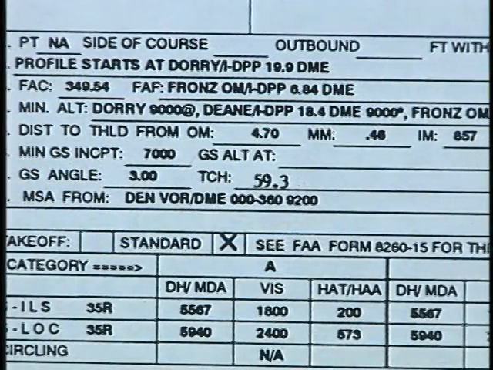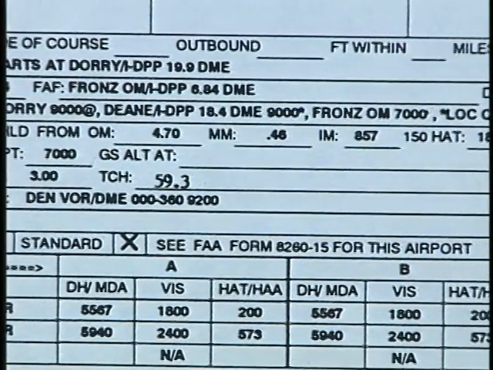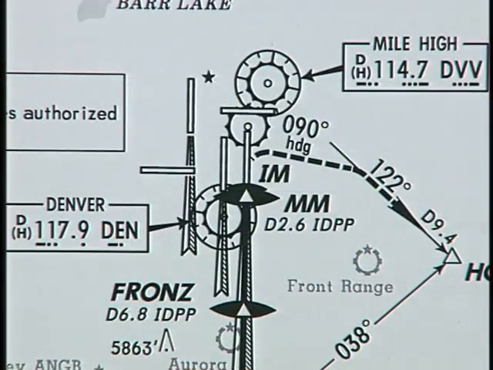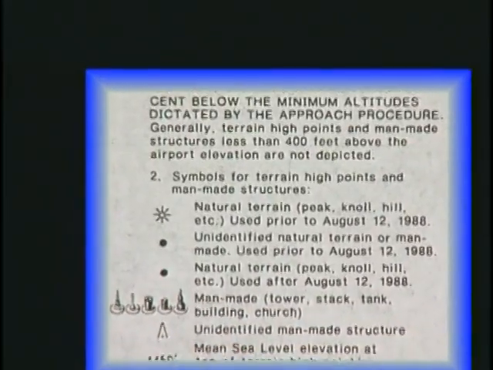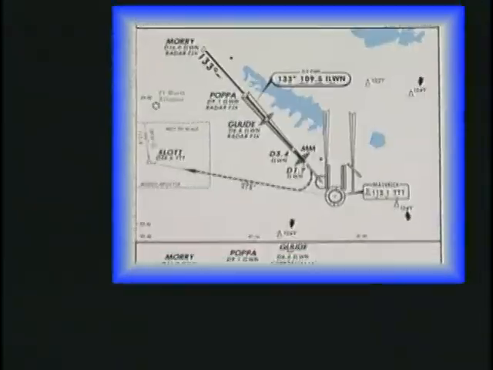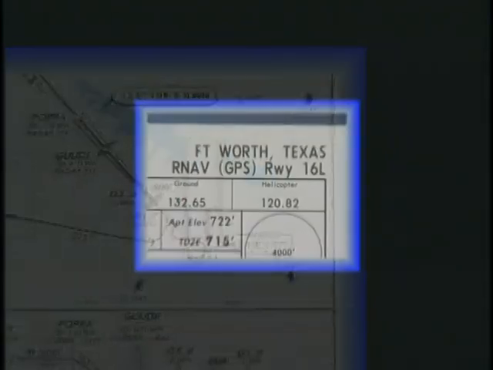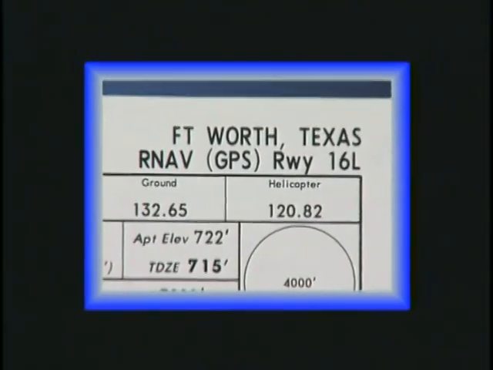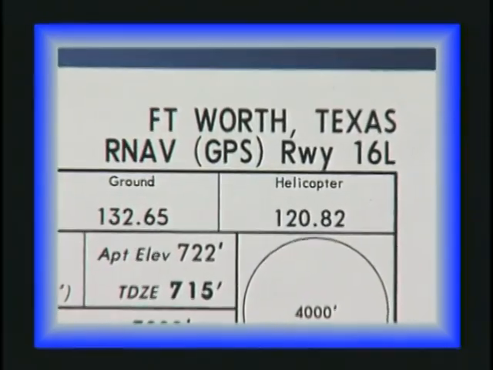Approach charts are the visual form of an instrument procedure and give you the vertical and horizontal information necessary to make a successful approach to an airport. In this segment, we'll look at what information is contained on an approach chart and how it is presented. Then we'll look at some new technology that is appearing on your approach charts.